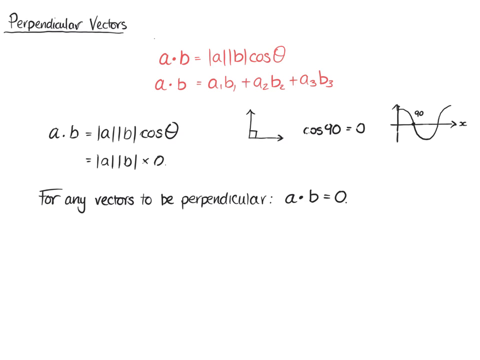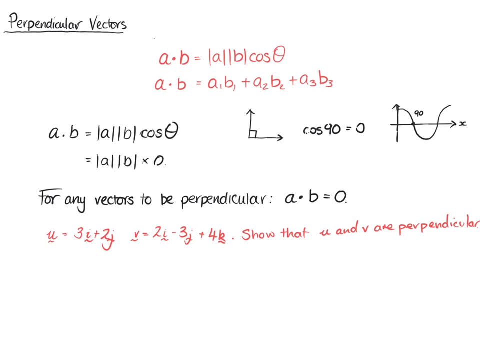So first example, if we've got u, which is 3i plus 2j, and we've got v, which is equal to 2i minus 3j plus 4k. Okay, and we're going to show that u and v are perpendicular. Remember, any question where they say show that means that they want a sentence at the end. So what we're going to do is the dot product of those 2.